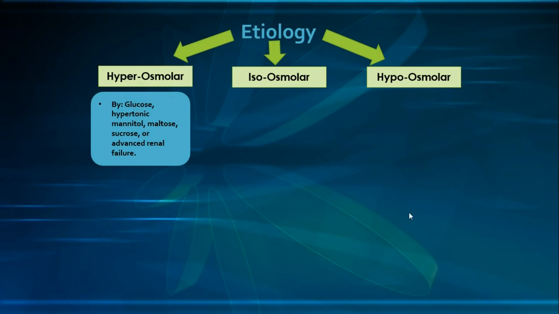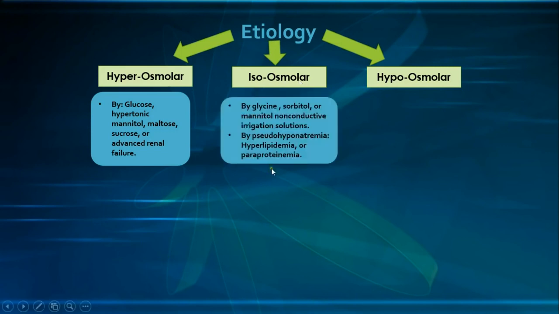And now coming to the second category, which is isoosmolar hyponatremia, and as the name suggests, it is caused by isotonic solutions as in glycine, sorbitol, or mannitol non-conductive irrigation solutions, which are used in TURP procedures, which is transurethral resection of the prostate, or in hysteroscopy procedures.